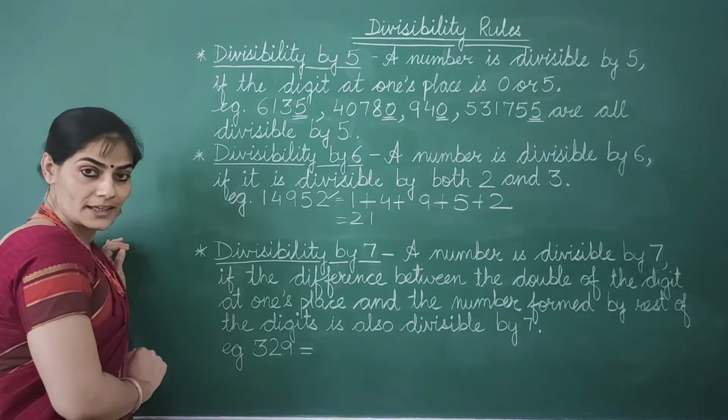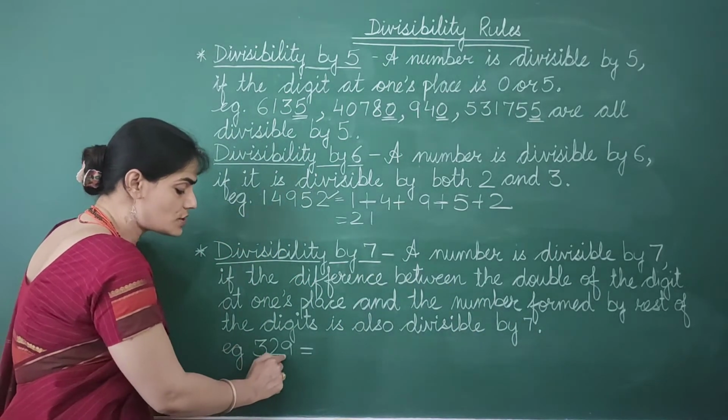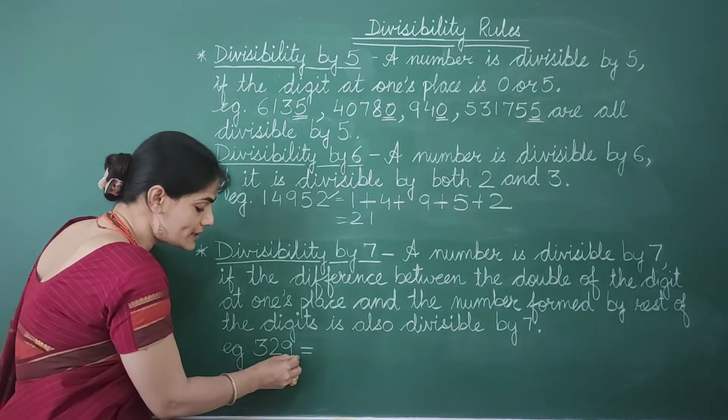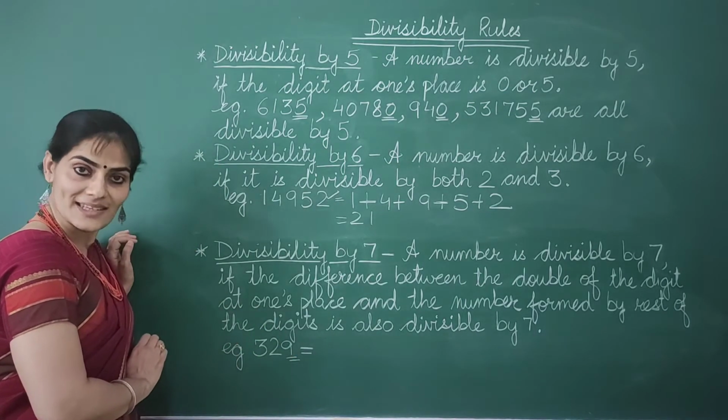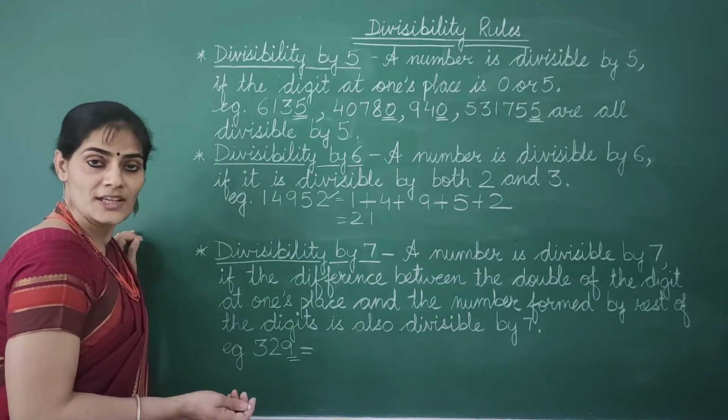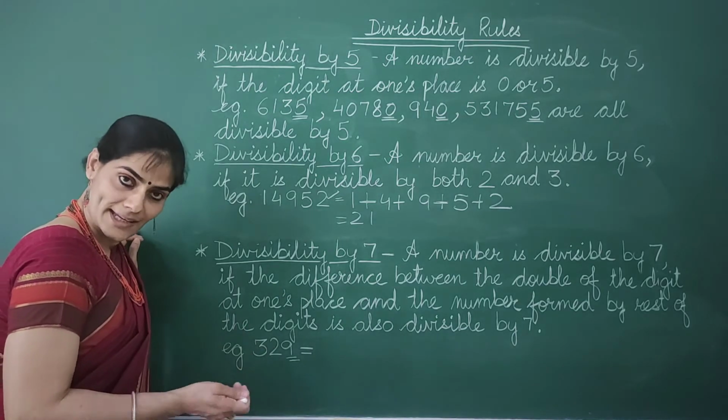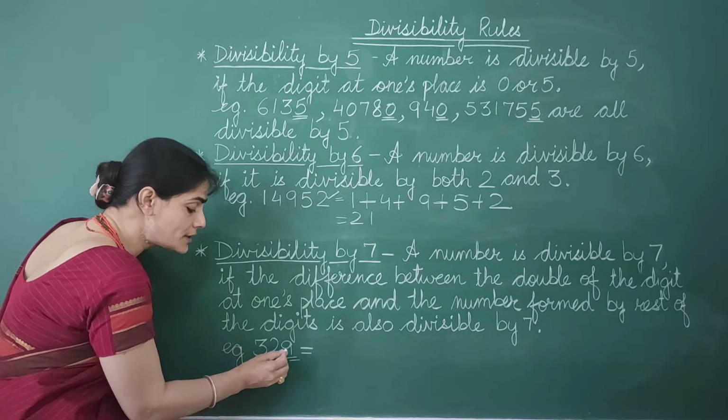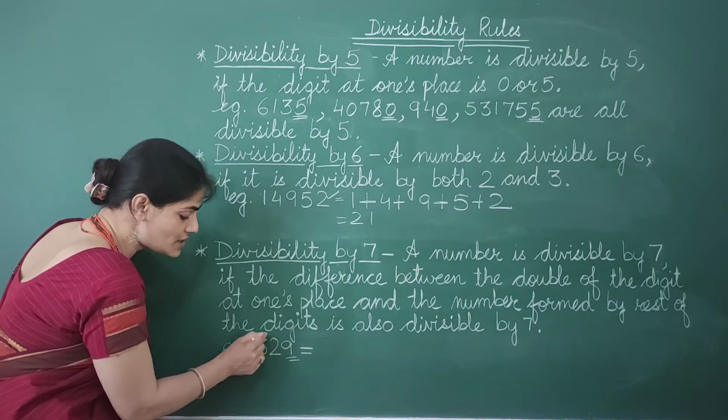Now look at the given example. This is 329. Look at the digit at one's place. This is 9. Double of 9 is what? 2 into 9 is 18. So let's find the difference between the rest of the digits.